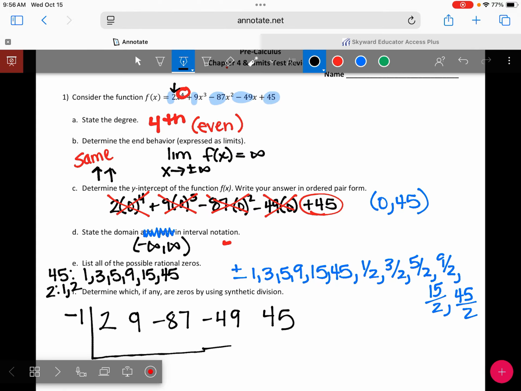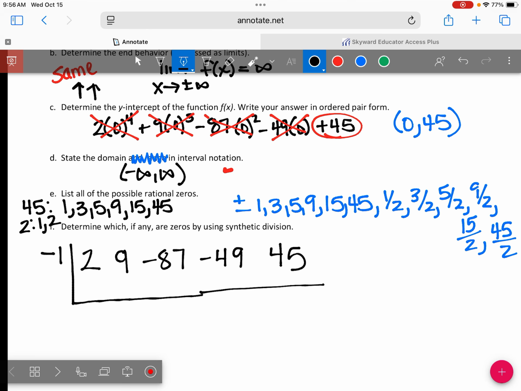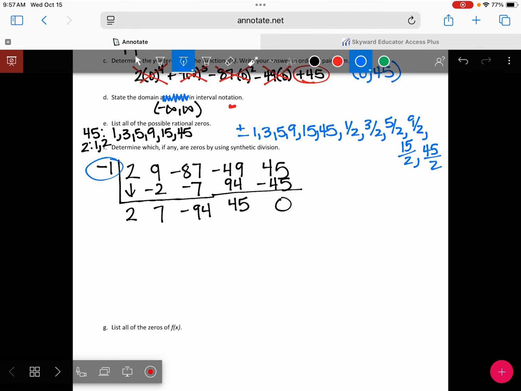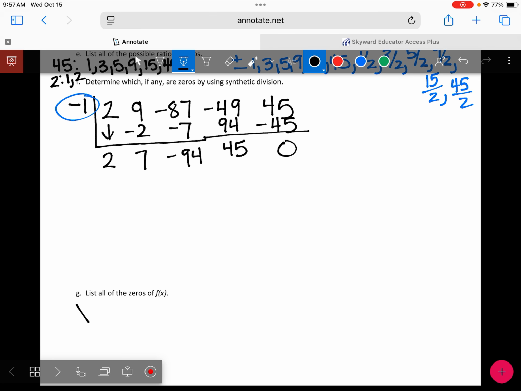Okay, so this one should work. So I'm going to go through it, bring down the first number, which is 2, multiply, I get -2, add, I get 7, multiply, I get -7, add, I get -94, multiply, I get +94, add, I get +45, multiply, I get -45, add, I get 0. So my first solution is -1. I'm going to actually list that here at the bottom. I'm looking for 4 answers. And the first one I got is -1.